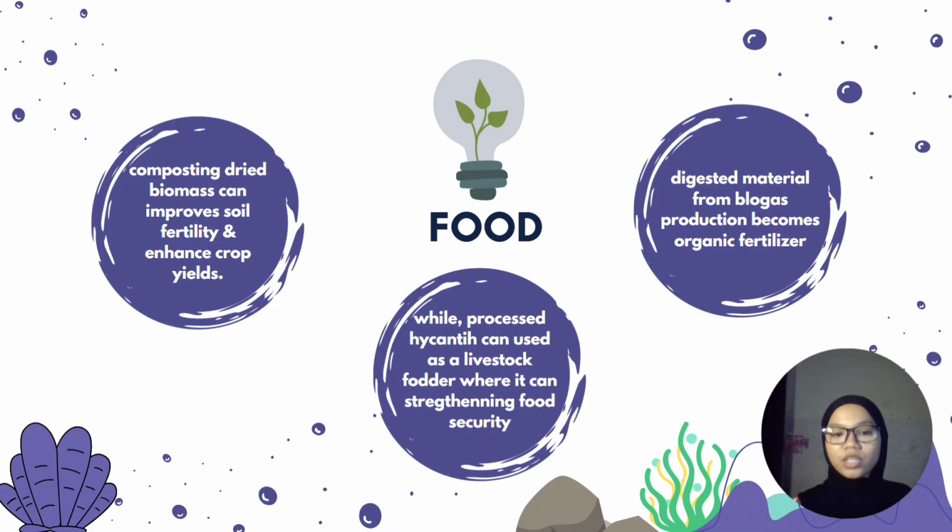Finally, we connect it to food. The dried plant matter from water hyacinth can be composted and used to enrich agricultural soil, making it more fertile and boosting crop yields. This is especially important for small-scale farmers who rely heavily on soil quality for their livelihoods.